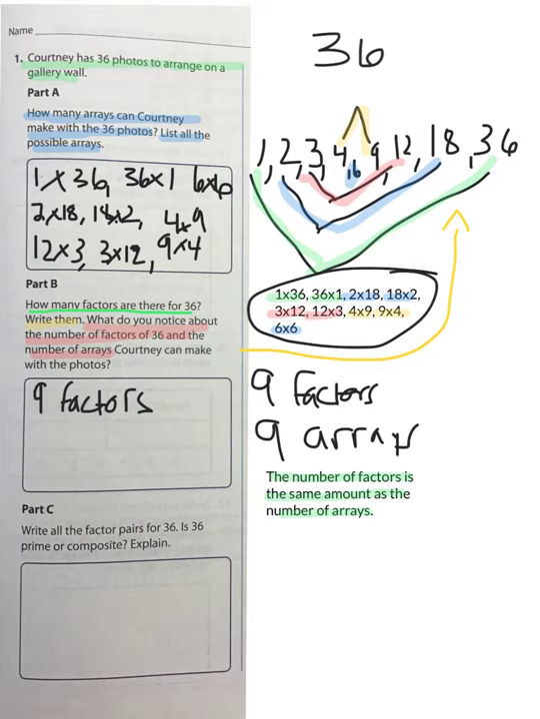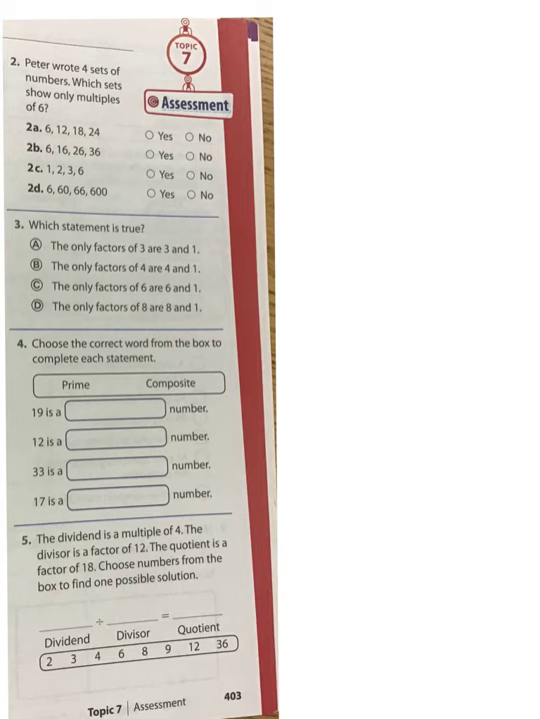Now it's asking: write all the factor pairs for 36. Is 36 prime or composite? Well, we've already written all the factor pairs because that's the number of arrays. And this number is going to be composite because it has more than 2 factors.